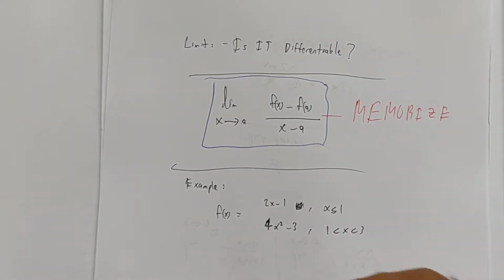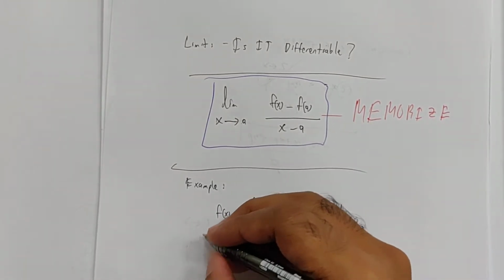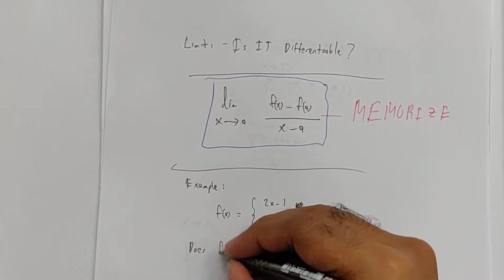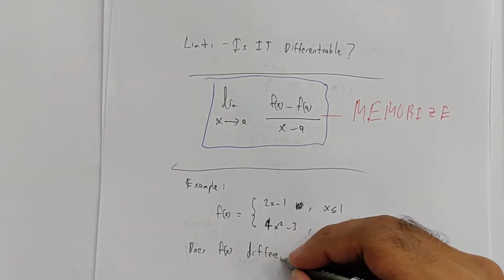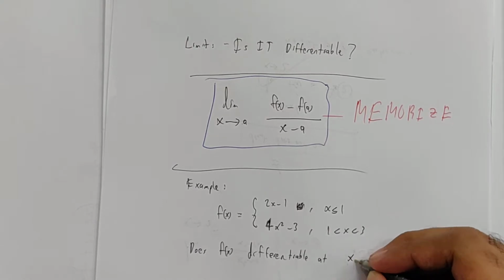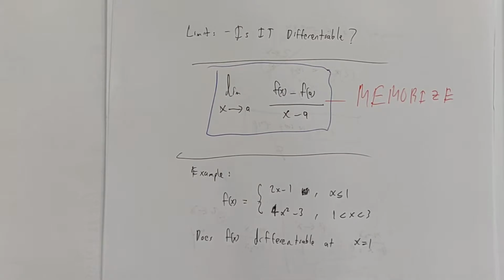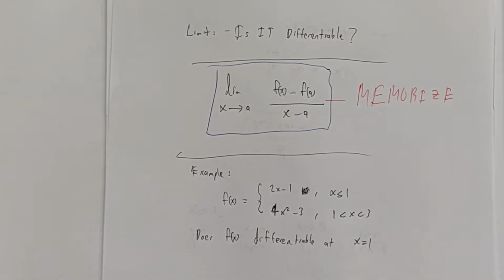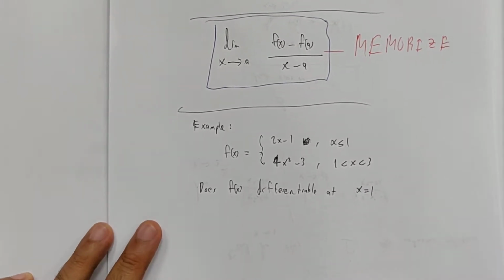And they ask us, does f(x) differentiable at x equals 1? Let's go something like this. So how do we translate the formula? This formula for this question will be something like this.